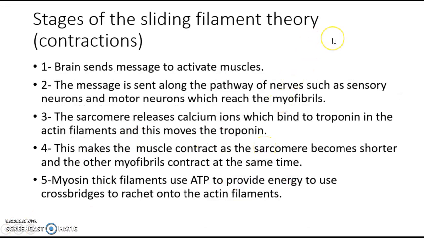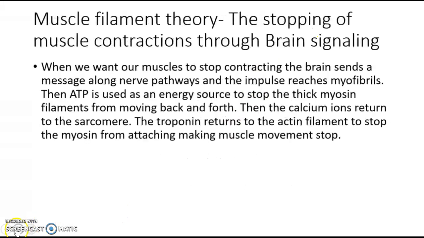So, the stages of sliding filament theory when contractions are occurring. The brain sends messages to activate muscles. A message is sent along the pathway of nerves, such as sensory neurons and motor neurons, which reach the myofibrils. The sarcomere releases calcium ions, which bind to troponin in the actin filaments, and this moves the troponin. This makes the muscle contract as the sarcomere becomes shorter and the other myofibrils contract at the same time. Myosin's thick filaments use ATP to provide energy to use cross bridges to ratchet onto the actin filaments.